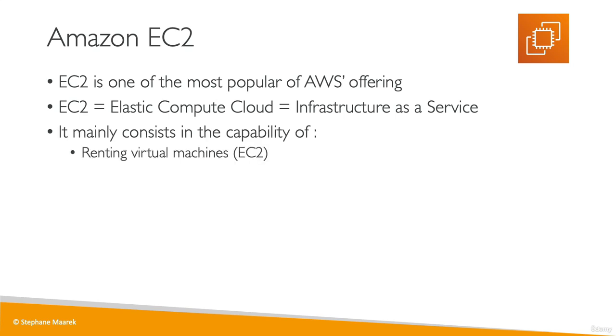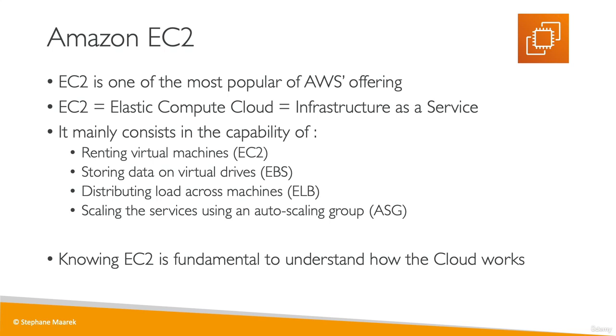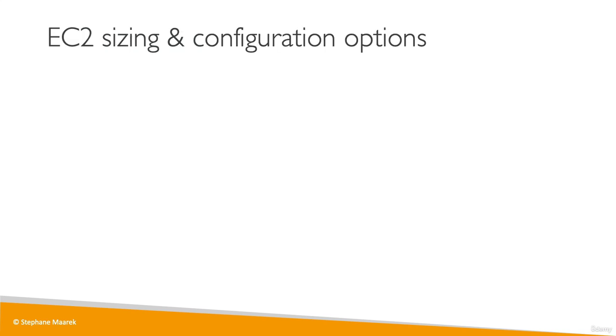So you can rent virtual machines on EC2, they're called EC2 instances. You can store data on virtual drives or EBS volumes. You can distribute load across machines, Elastic Load Balancer. You can scale services using an auto-scaling group or ASG. And all these things, do not worry, we will see in depth during this course. Knowing how to use EC2 in AWS is fundamental to understand how the cloud works, because as I said from before, the cloud is to be able to rent the compute whenever you need on demand, and EC2 is just that.